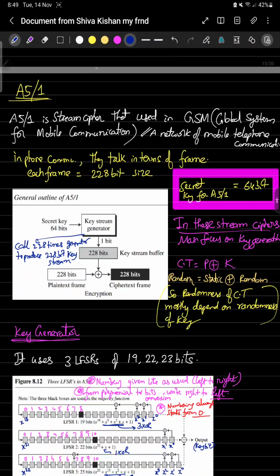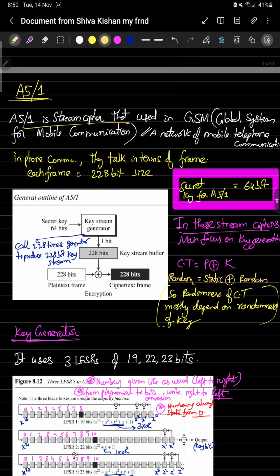Next, this is the A5 stream cipher. Again we will go one by one through what I have written, because it takes a little bit of time to understand. A5 is a stream cipher. It is used in our mobile communication system. In our mobile communication system, our plain text is called by a fancy name, a frame. Each frame size is 228 bits.